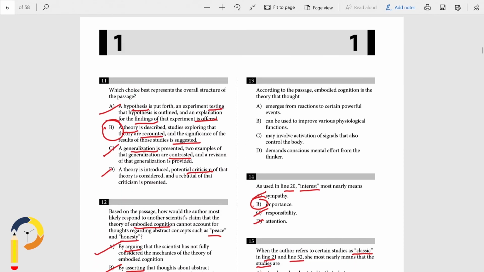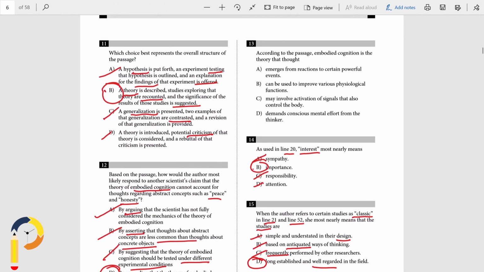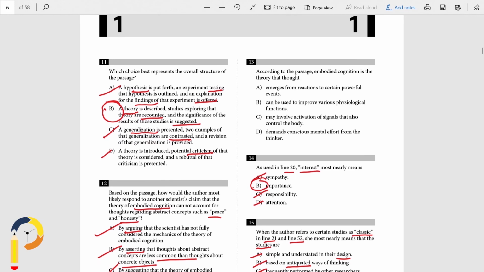Moving on to 13. According to the passage, embodied cognition is the theory that thought emerges from reactions to certain powerful events. Okay, this really, we do not know about the reaction bit. Can be used to improve various physiological, never mentioned. May not involve activation of signals. Sorry, may involve, right? Could be the answer. Demands conscious mental effort. We don't know. So C is our answer.